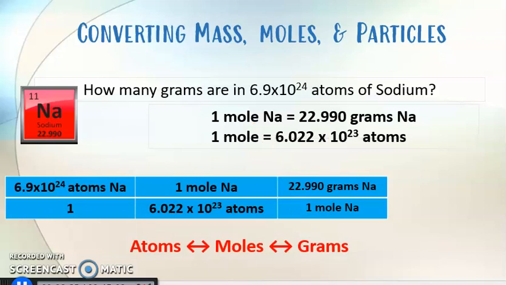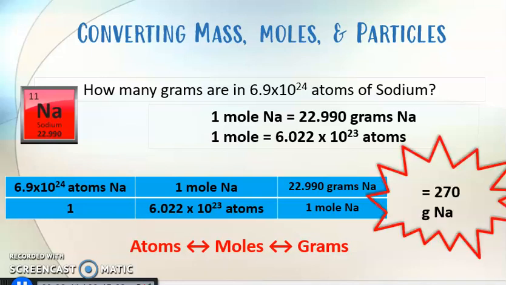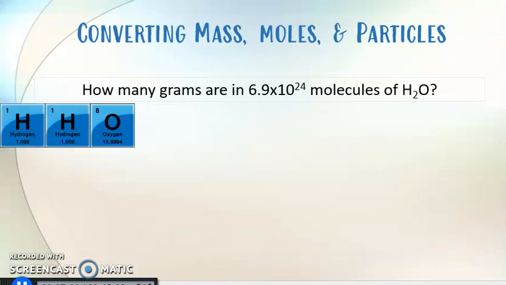Since we have grams in the top last box, now it's time to solve. So let's plug and chug into the calculator, and what we find is that we're going to have about 270 grams of sodium. Now notice 6.9 times 10 to the 24th only has 2 significant digits. Only the number in front of the scientific notation counts. So 6.9 has 2 sig figs, so we're going to keep 2 sig figs in our final answer, 270 with no decimal point. One more problem just to make sure that you've got it.